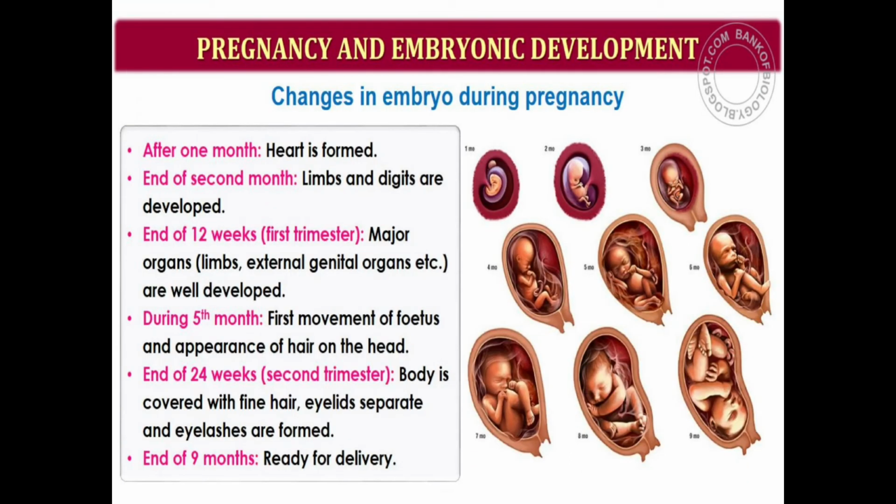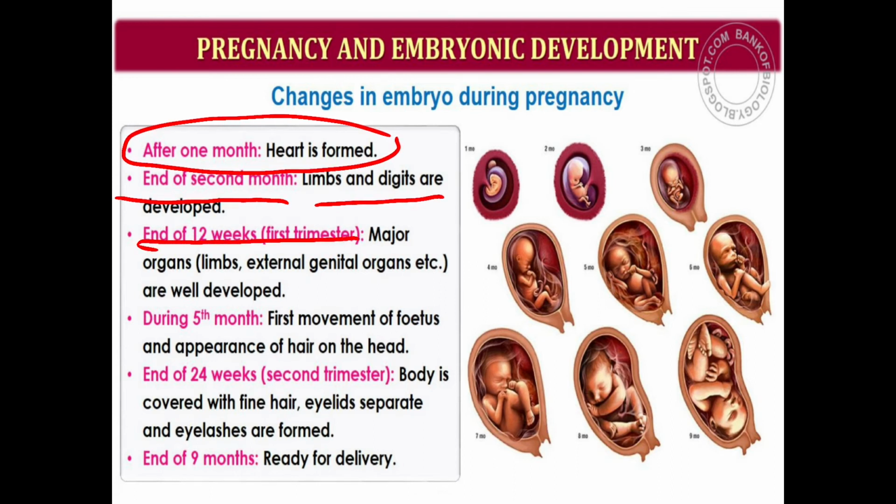We'll study the embryonic development, or organogenesis, in the developing fetus. Soon after 1 month, which organ is formed first? Heart. Remember, this is an important multiple choice question they may ask. So after a month, the heart is developed. By the end of the second month, limbs and digits are developed. At the end of 12 weeks, that is the first trimester, after 3 months, major organs, limbs, and external genitalia are developed.